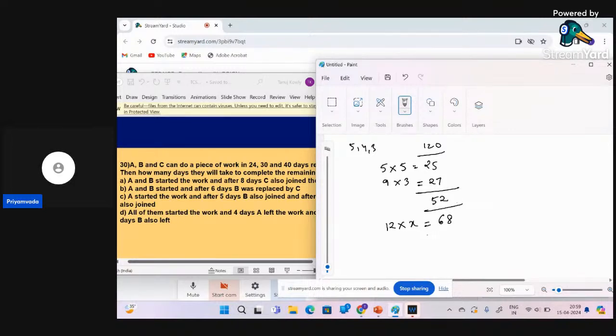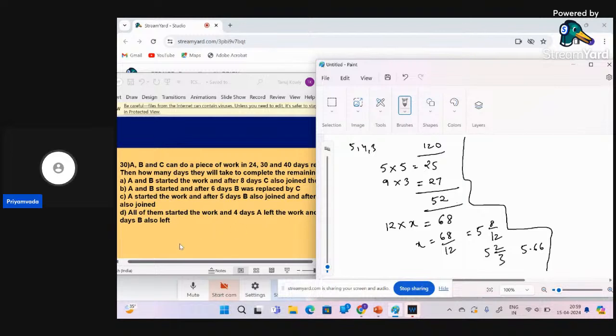So X equals 68 by 12. That is equal to 5 8 by 12, which means 5 2 by 3. You can write 5 2 by 3 or 5.66, it is your wish. Depending on the option, you have to check it. If you get 5 8 by 12 and you think they have given 5 2 by 3, please don't say there is no option. Please try to cancel out and check if all the options are checked or not.